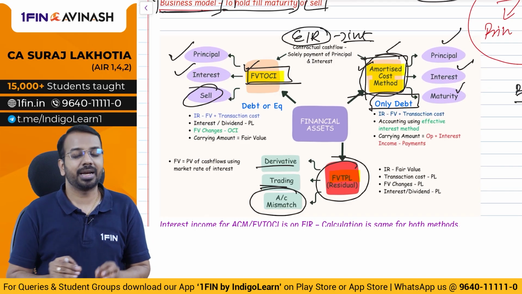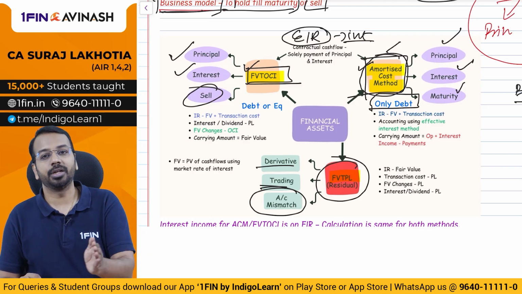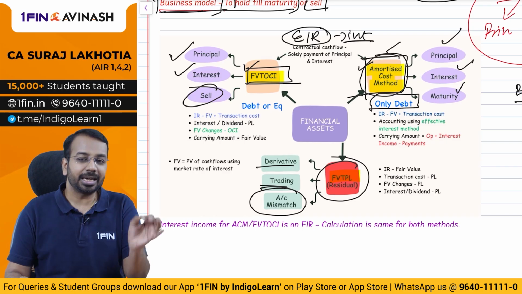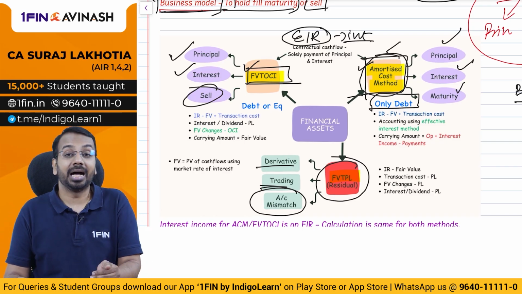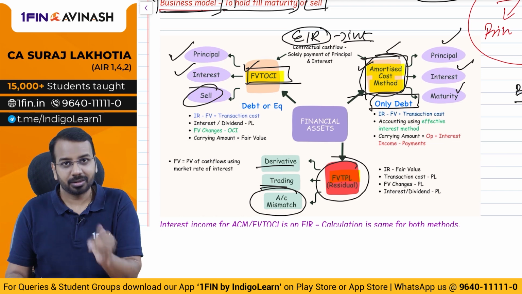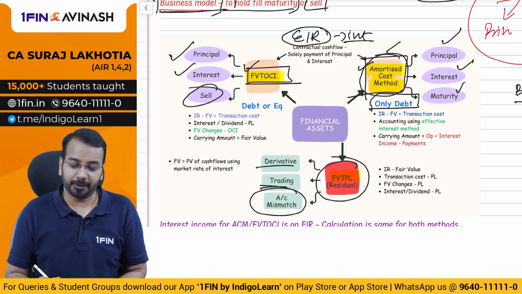Amortized cost method is when my intention is to get principal and interest and hold it till maturity. Second category, fair value through other comprehensive income: principal, interest, and I want to sell it. Third category, the residual category. Now sir, why is the accounting different?